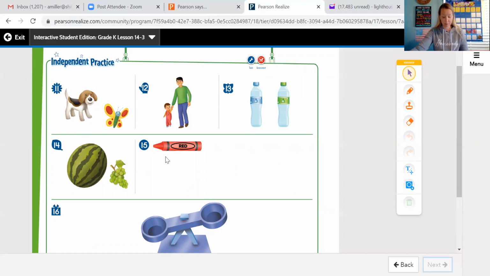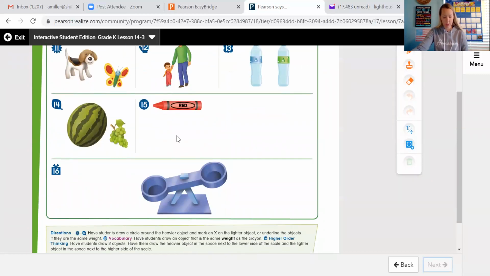Number 15, you see a red crayon. You need to draw an object that is the same weight as the crayon. What do you think could be the same weight as the red crayon? Think about that and draw your answer.